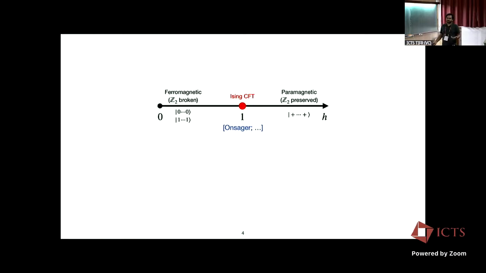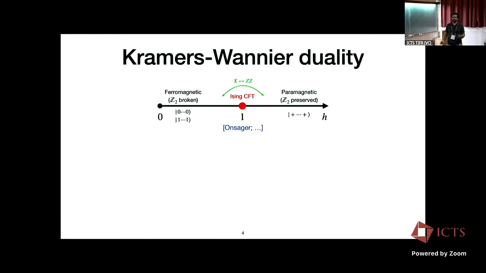This was in fact known even before Onsager solved this. Kramers and Wannier pointed out that there is a duality in this model. In the Hamiltonian language, this corresponds to exchanging the X and ZZ terms. And under this exchange, h goes to 1 over h, which exchanges these two phases. So for generic values of h, this is not a symmetry, but at h equal to 1, where the model is self-dual, there is a symmetry.